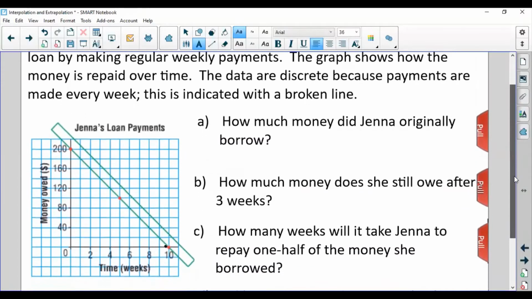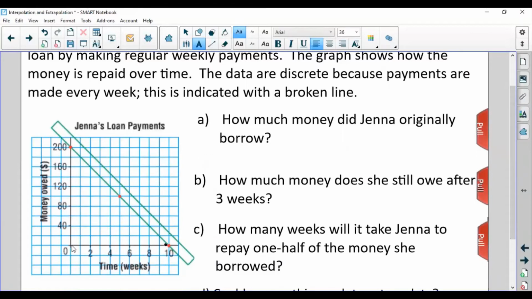How much money did Jenna originally borrow? Well, when my time is 0, my money is 200. So Jenna borrowed $200. How much money does she still owe after 3 weeks? Weeks is time, which is on my x-axis. I find 3, and on my line, that is represented by 140 on my y-axis. So that is $140.